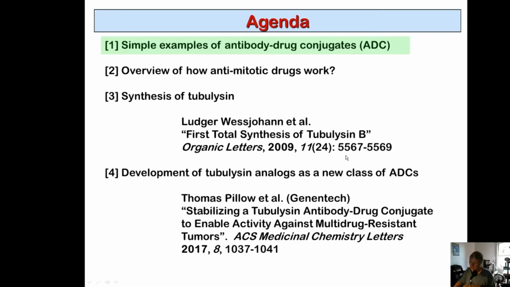You're totally welcome to read these papers, and I would recommend it. I'm going to put them on the website for you to check out, the Organic Letters paper, and also the key paper in antibody drug conjugates that was produced by Thomas Pillow's lab at Genentech. This paper is called Stabilizing a Tubulysin Antibody Drug Conjugate to Enable Activity Against Multi-Drug Resistant Tumors, and it was published a couple of years ago in ACS Medicinal Chemistry Letters. It's a really nice paper and pretty understandable, but it's probably good that I help you guys get through it. All right, let's get started.